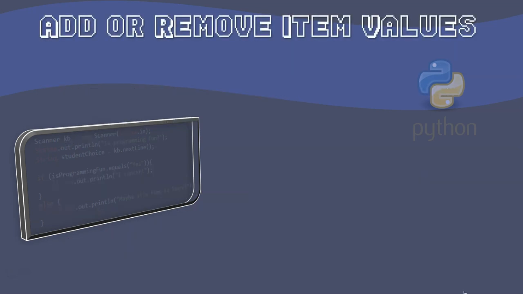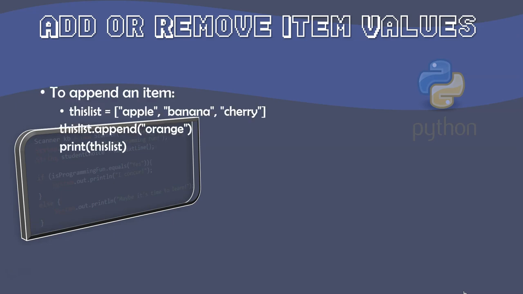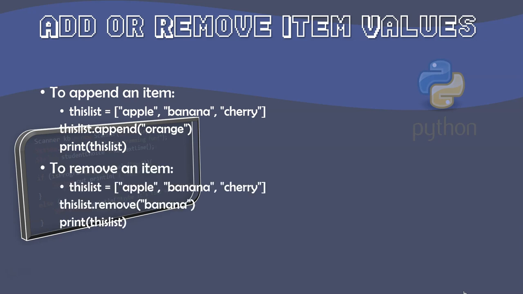Now, what about adding or removing item values? Well, if we want to append an item, which means just adding it to the end of the list, I can use the append method. So, for example, apple, banana, cherry, and then we append orange, it would then print out apple, banana, cherry, orange. If I want to remove an item, though, with the same list, apple, banana, cherry, and I use the remove command, it would look for the first occurrence of that item and take it out of the list.